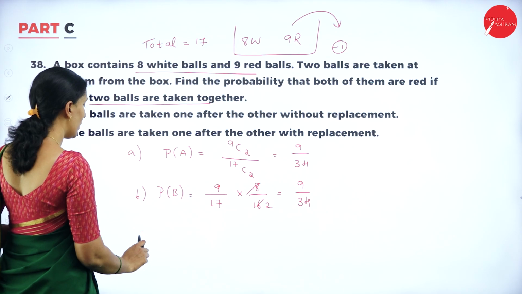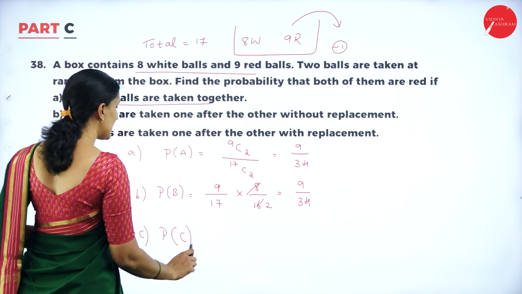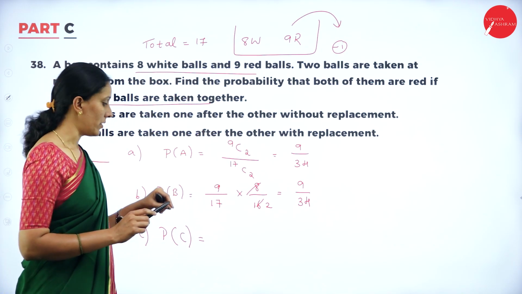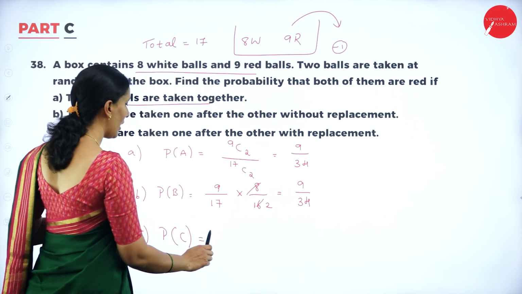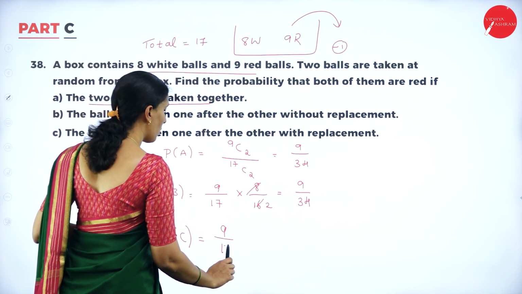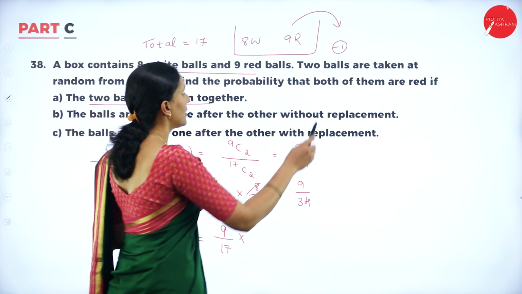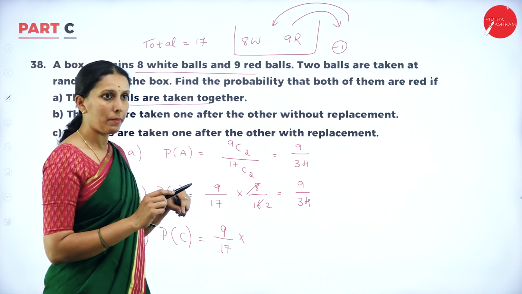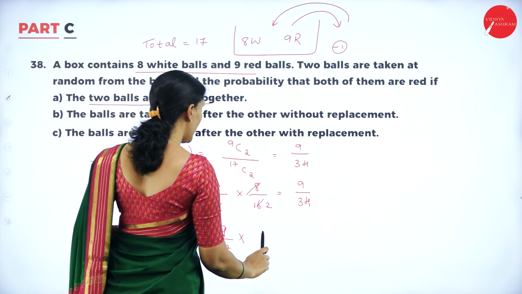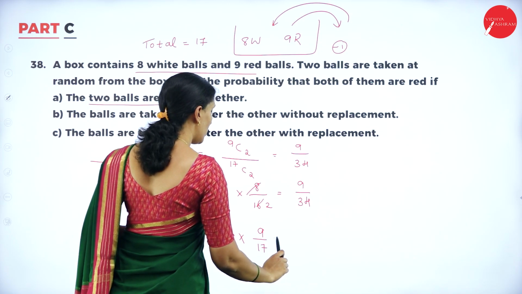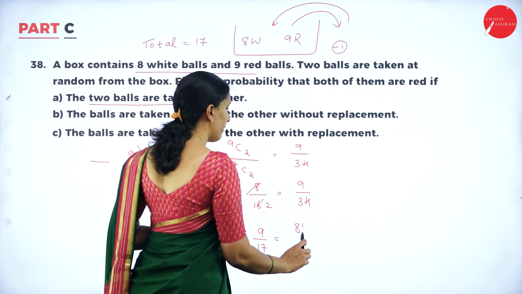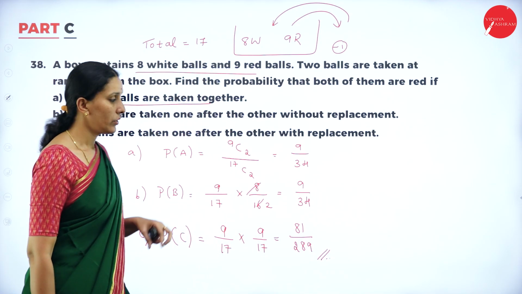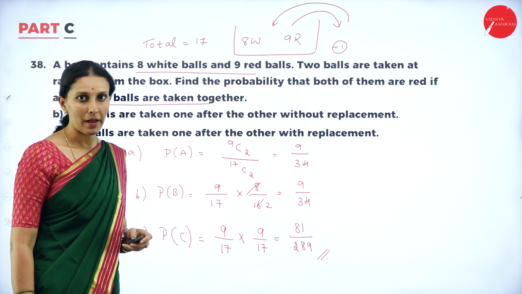Now let's see the third one. Let me consider the event as C. That event says the balls are taken one after the other with replacement. So first time I will take the ball out, then my probability will be 9 red balls out of 17 balls. Next I will put it back in the box and take one more ball. What is the probability again? The probability will be 9 by 17 again. So the total value will be 81 divided by 289. So these are the required values of the probability.